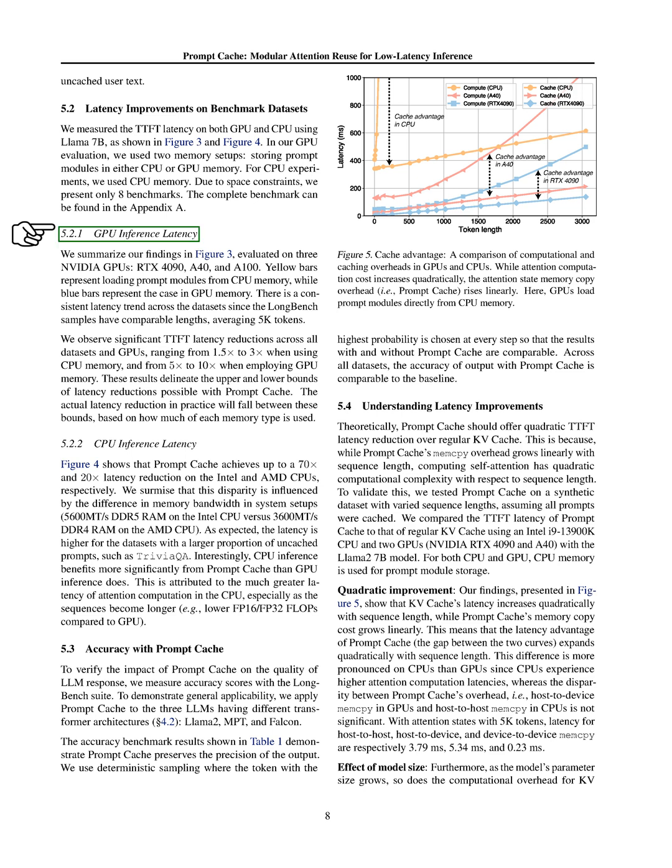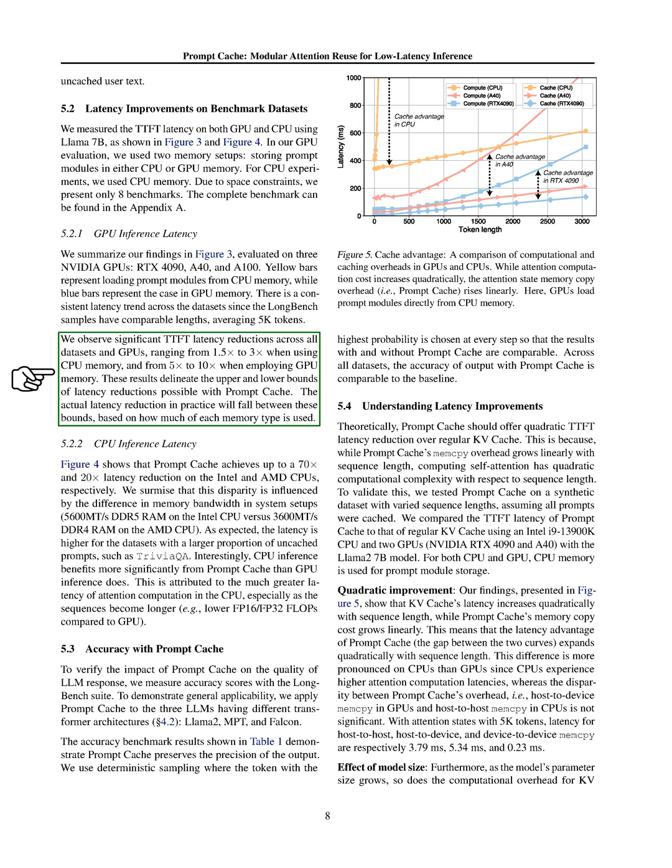Section: GPU inference latency. We've conducted a study on the latency of GPU inference, and our findings are summarized in a figure. We used 3 NVIDIA GPUs for this study: the RTX 4090, A40, and A100. The yellow bars in the figure represent the time it takes to load prompt modules from the CPU memory, while the blue bars represent the same process but in the GPU memory. We noticed a consistent trend in latency across all datasets, as the samples from the Long Bench have similar lengths, averaging around 5,000 tokens.